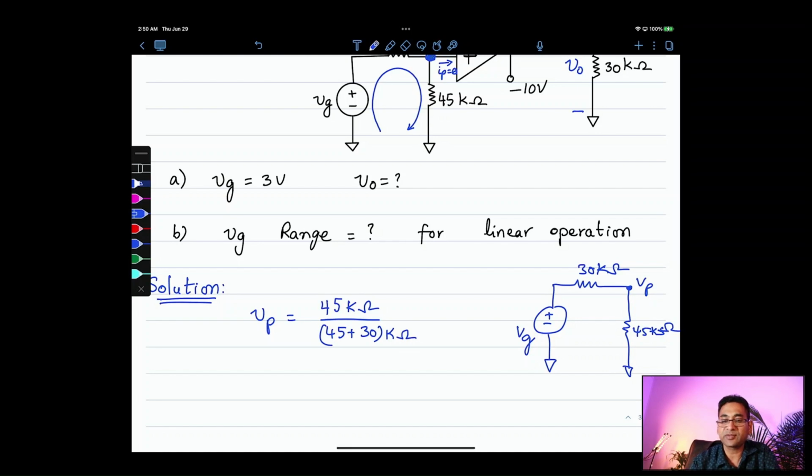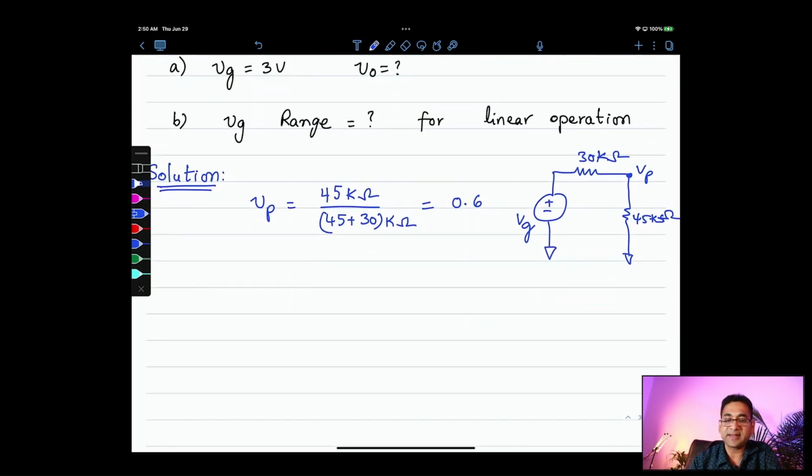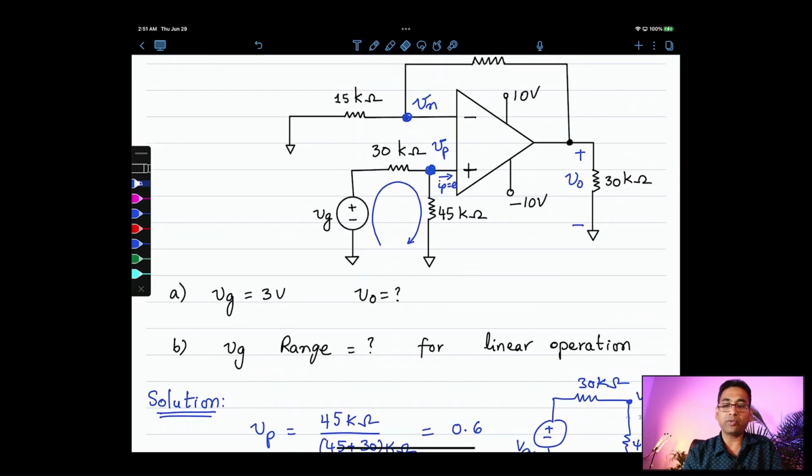Okay, so that comes out to be 0.6. I think it's 0.6. I could be wrong, but 45 kilo ohms by 75 kilo ohms. Okay, now let's see. What else do we have? We have Vp known. So now we can apply step number 1, which is to apply KCL at node Vn. We can apply KCL at node Vn because we know Vn.